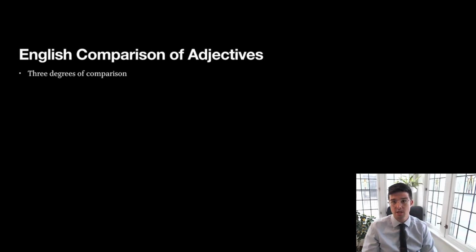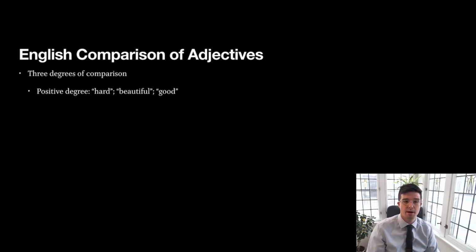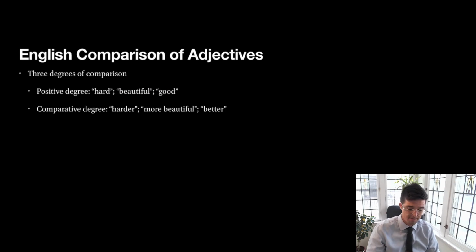So English has 3 different degrees of comparison. The positive degree, and here I give us 3 different examples: hard, beautiful, or good. So this is the basic form of an adjective, what's called the positive form. And then the comparative form, the comparative degree, is one step up from that: harder, more beautiful, better.